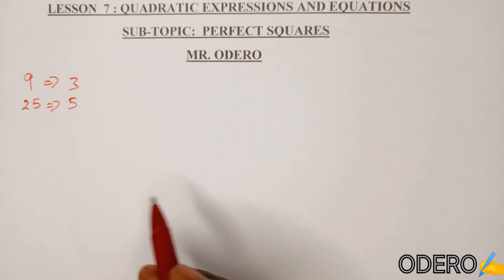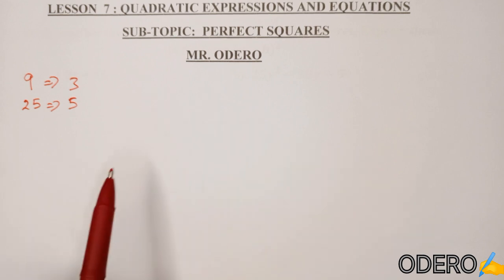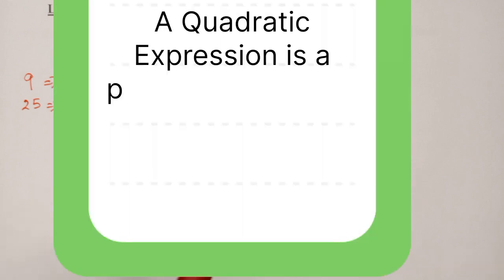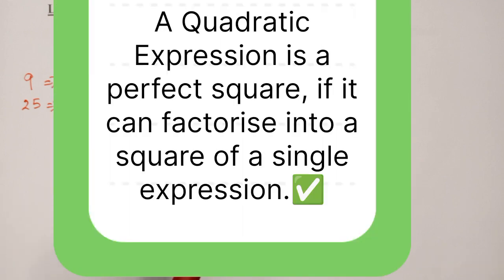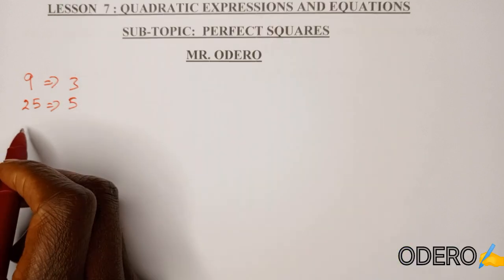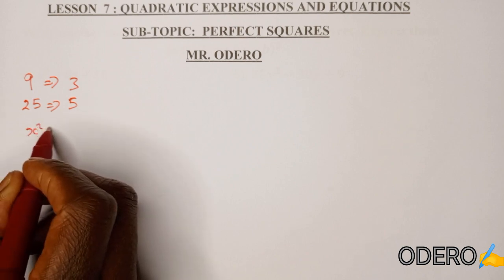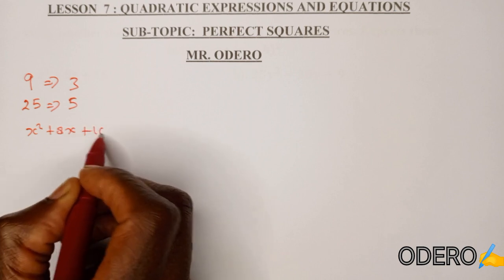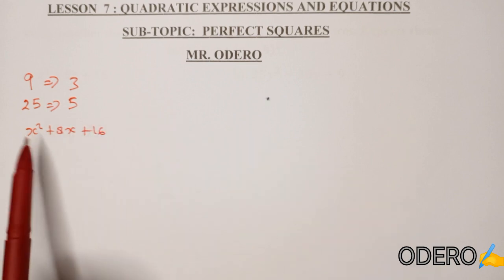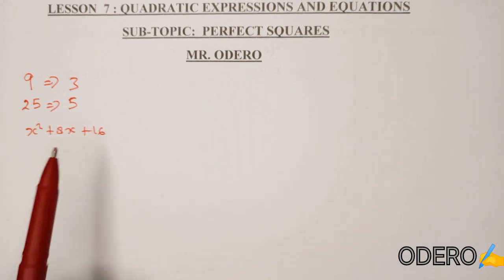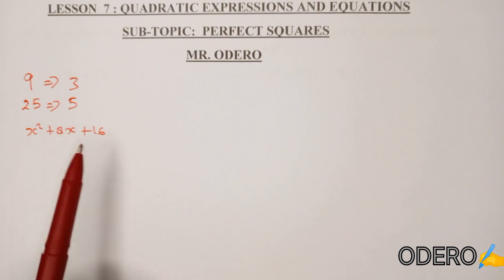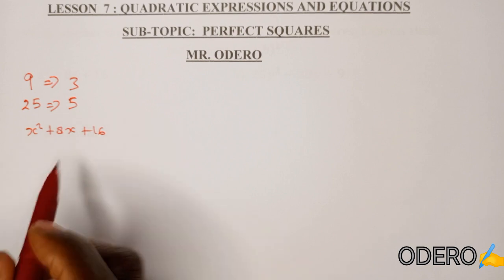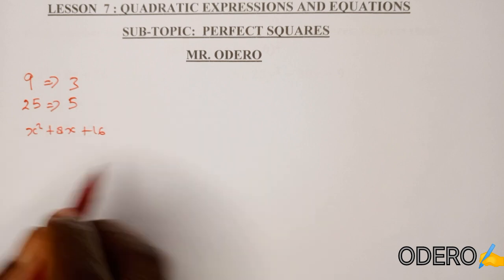Now, for the case of a quadratic expression, we say a quadratic expression is a perfect square if it can factorize into a square of a single expression. For example, if I have x squared plus 8x plus 16, we say this one will be a perfect square if it can factorize into a square of a single expression. So let me explain by solving this one.